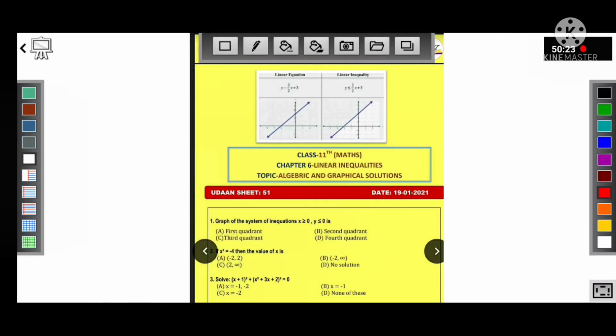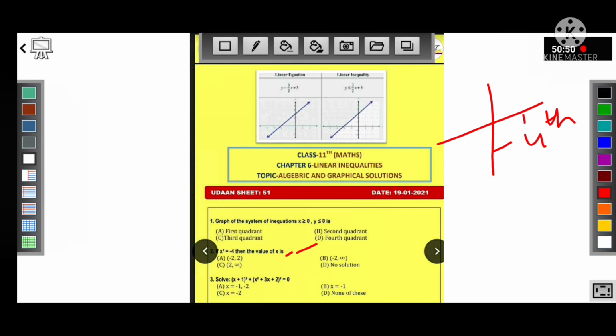Now we will solve some MCQs of linear inequalities. So first is, the graph of the system of inequations x is greater than or equal to 0 and y is less than or equal to 0, that is x is positive and y is negative, is in which quadrant? Because x is positive and y is negative, it is in the fourth quadrant, so the answer is the fourth quadrant.